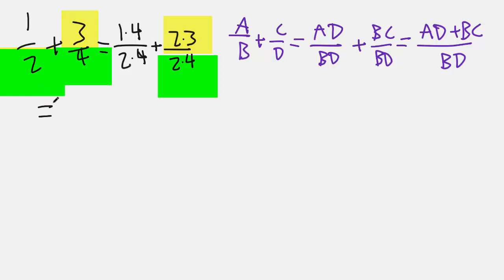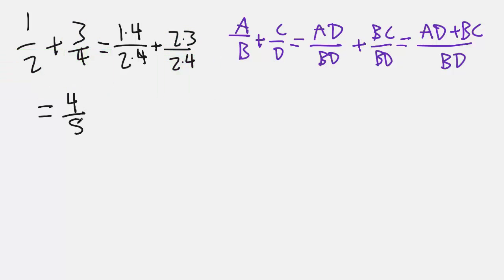Now we're going to work this out. 1 times 4 is 4, and then 2 times 4 is 8, and then 2 times 3 is 6, and then 2 times 4 is 8. Then we have a common denominator, or a like denominator, 8. So we're just going to add the two numerators, 4 plus 6, that would be 10 over 8.